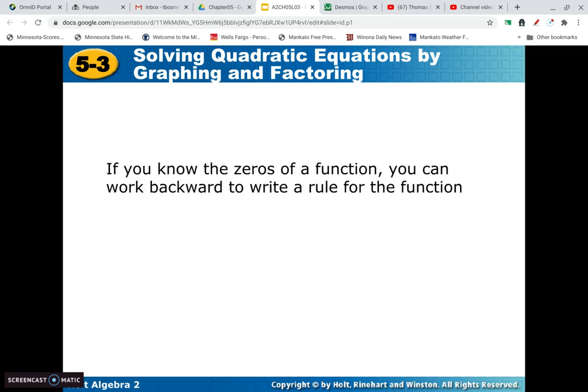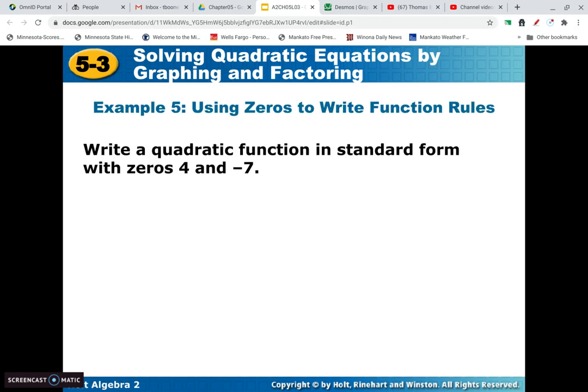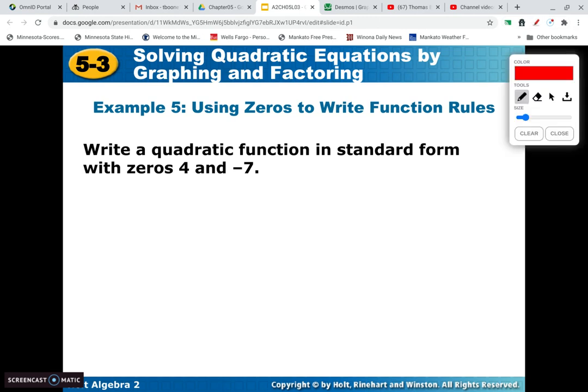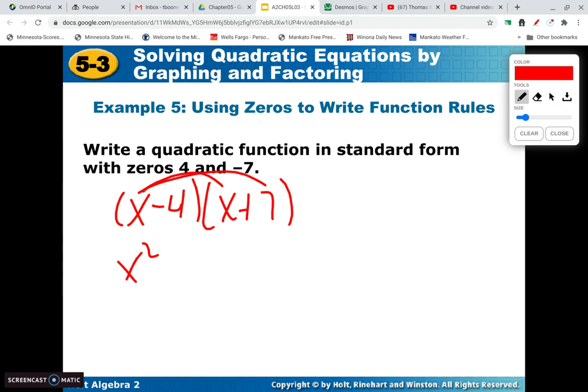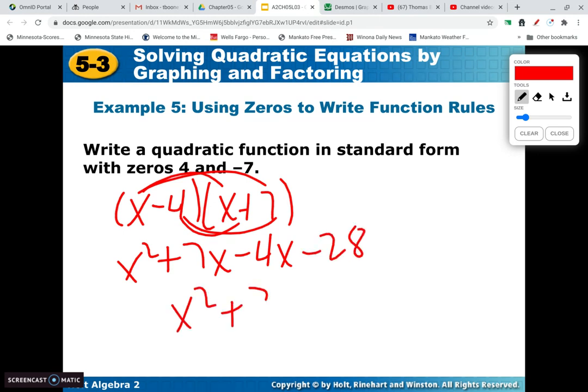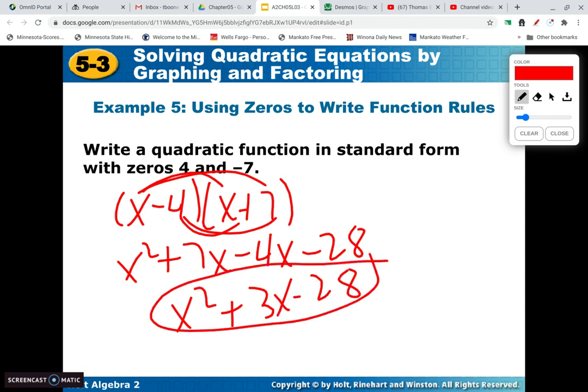All right. Now, if you know the zeros of a function, you can always work backwards. So if we know the zeros are 4 and -7, we can go backwards. Well, the factors must have been x minus 4 and x plus 7. Well, now distribute that out. We get x squared plus 7x minus 4x minus 28. So we'd end up with x squared plus 3x minus 28. There's our original equation that we have.